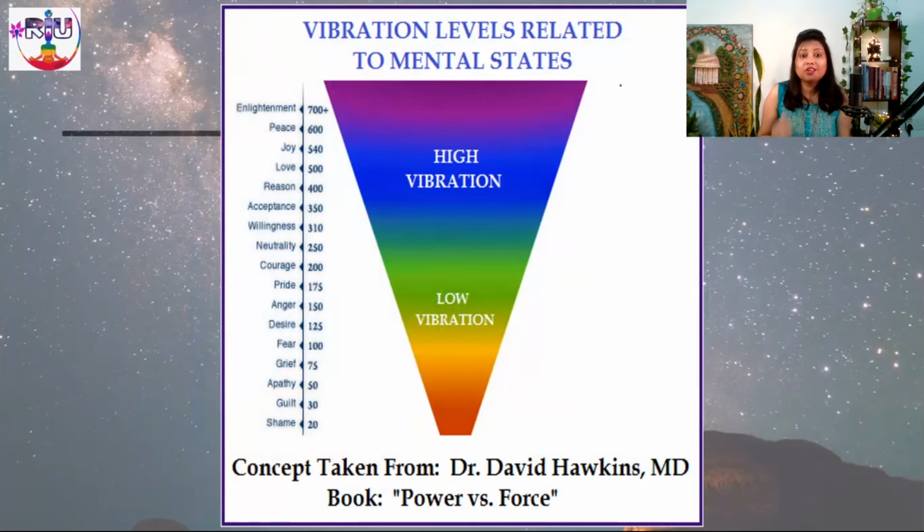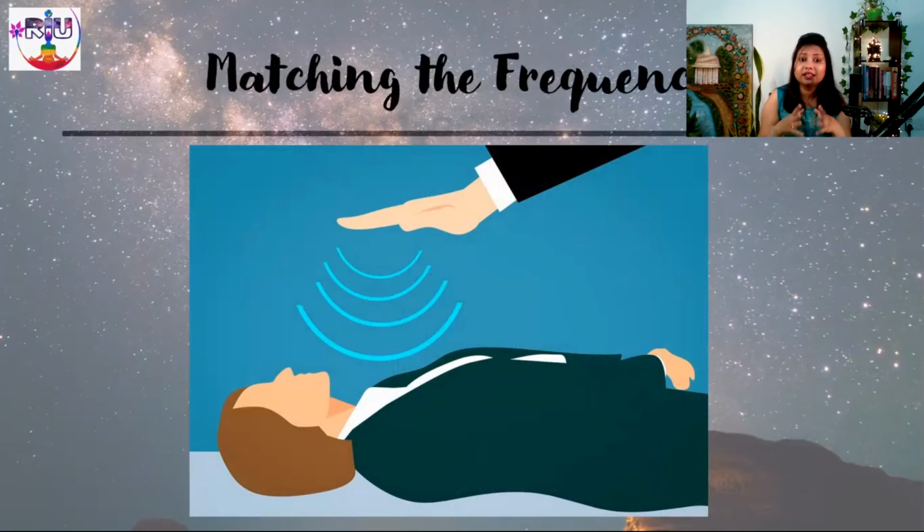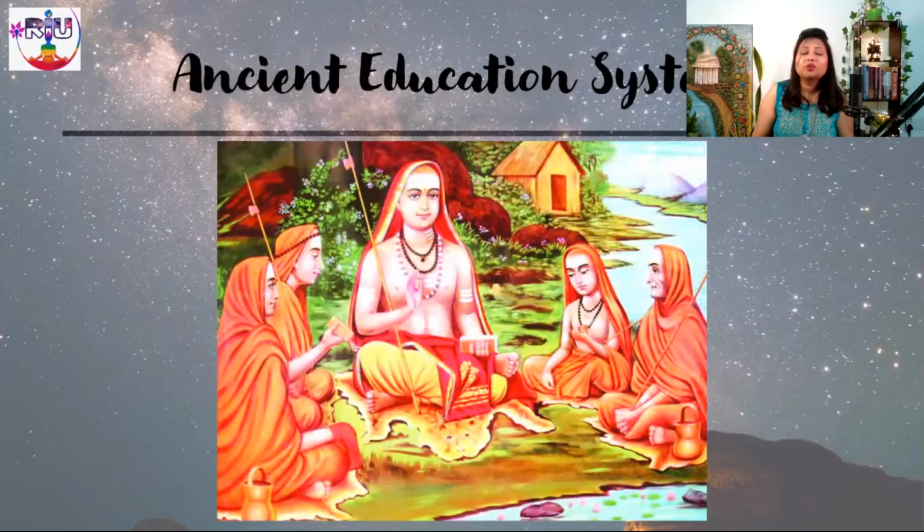According to Dr. David Hawkins' vibrational level chart, grief, fear, anxiety, anger, all these emotions carry low vibration, and peace, love, joy, enlightenment, all these emotions carry high vibration. A healer mostly carries high vibration, and when they heal their client, their high vibratory energy passes on to the client because of resonance, entrainment, and the intention, or we can say quantum entanglement acts here.